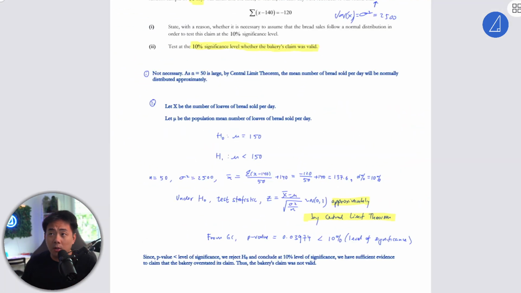So then we just write down the concluding statement. Okay, just make sure to write down that at 10% level of significance, we have sufficient evidence to claim that the bakery overstated its claim, and that the bakery's claim was not valid. So that's how we do this question proficiently, and I'll see you in the next question.